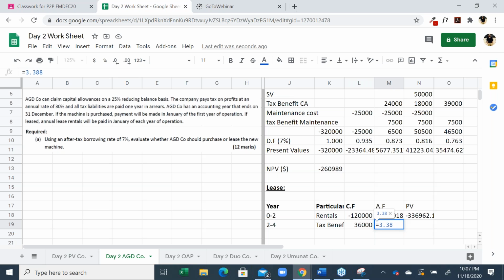3.387. Okay, but that covers year 1 as well, and there is no tax benefit received in year 1, so we have to deduct the annuity factor of year 1, which will be 0.935. So we have to subtract 0.935 so that we are left with year 2, 3, and 4. So that's the applicable annuity factor, and let's multiply now.